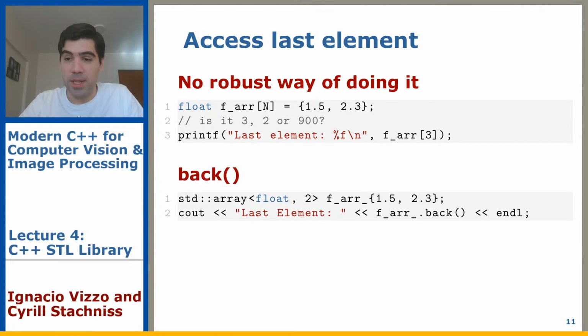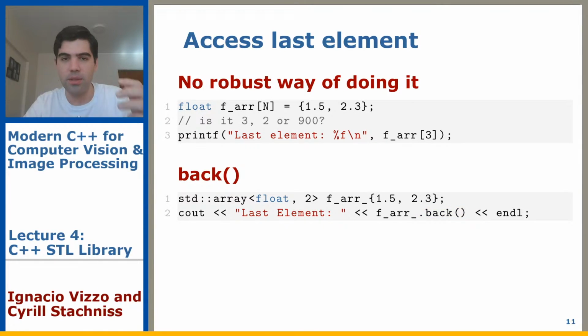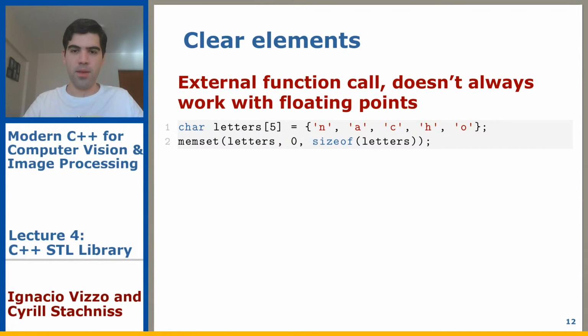In C++, we can just call the back function that will give you access to the last element of the array. So in this case, you don't really need to know how big your container is, because you just call the back function, and it's really easy to read, and you express the intention of the program really clearly. So I want to access the last element of this container. It's perfect. Array, vector, you name it.